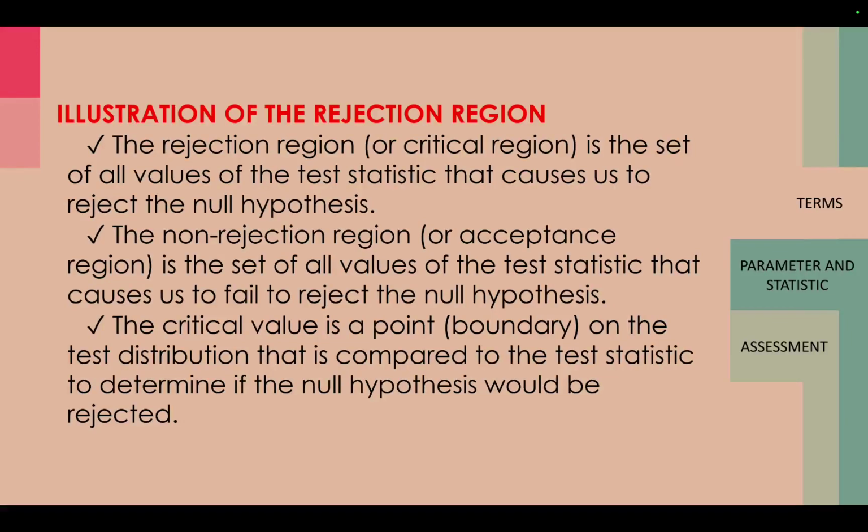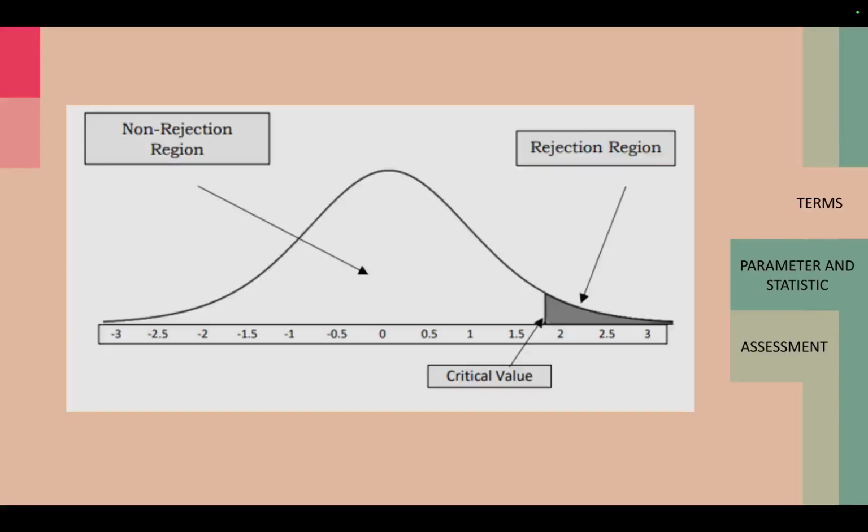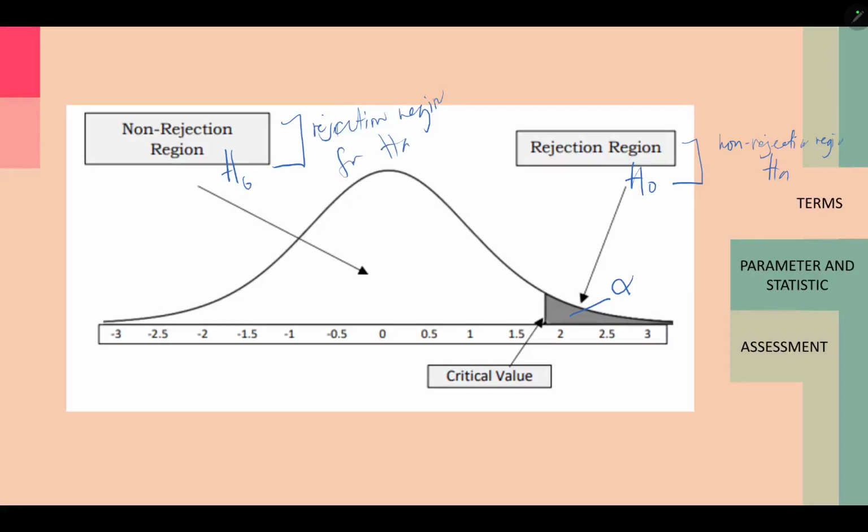When you say the rejection region, this is the critical region, the set of all values of the test statistic that causes us to reject the null hypothesis. So again, that is our alpha, and that alpha is our rejection region for HO. The white one will be our non-rejection region for HO. We could also focus on HA, but it will mean the other way around. If this is the rejection region for HO, this will be the non-rejection region for HA. On the other hand, if this one is the non-rejection region for HO, this is the rejection region for HA, because they are contrary to one another. So if you reject HO, you fail to reject HA.